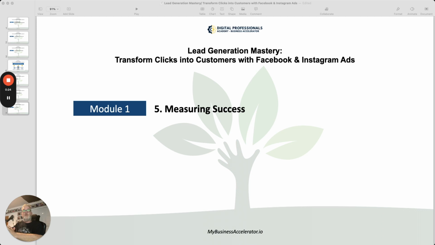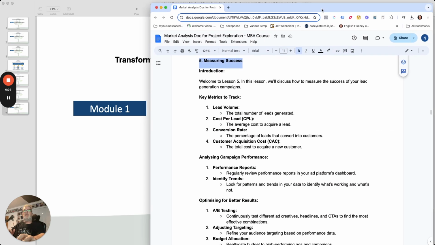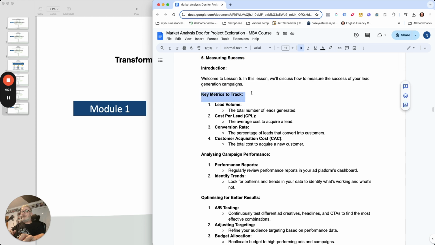Okay, so we're going to look at some very, very brief points here. We'll be looking at key metrics to track. So lead volume: how many leads are we generating? That's a blatantly obvious one. We're getting lots of leads, or we're not getting enough leads. We need to look at the cost per lead. Again, this is really important, that we understand the value of a lead in order to be able to determine what is an acceptable cost per lead. And again, we'll go through that in great detail.